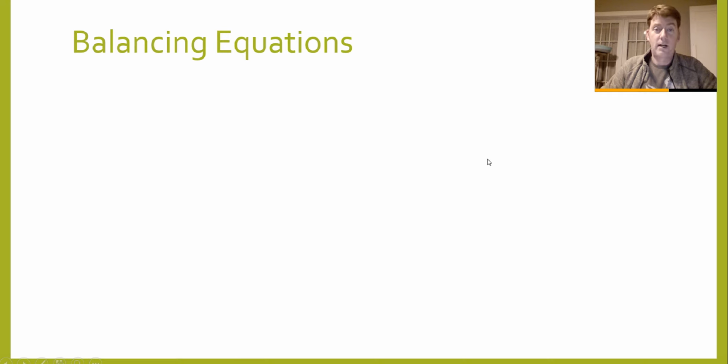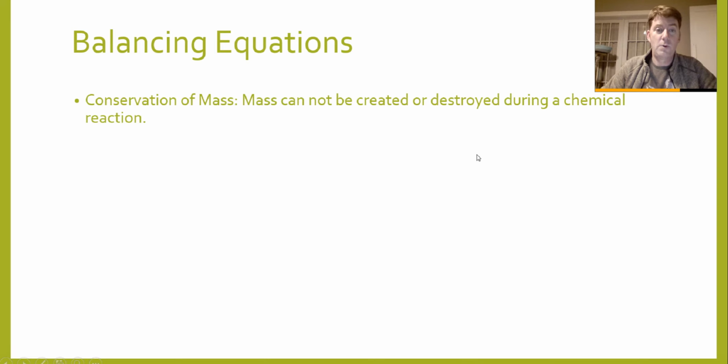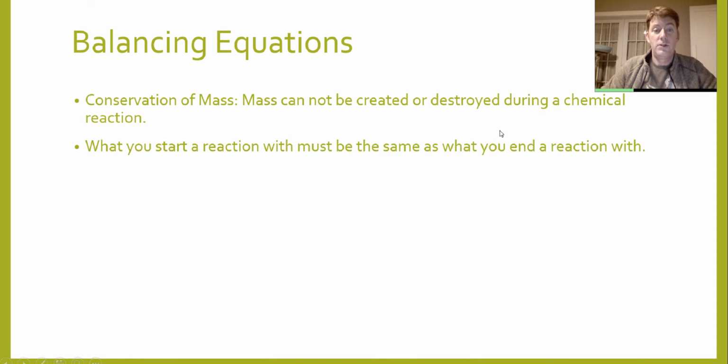So now we can finally talk about balancing equations. So the balancing of the equations, the key thing is what we call the conservation of mass. Mass cannot be created or destroyed during a chemical reaction. That means there's no missing parts, and there's no parts popping out of nowhere. So whatever you start the reaction with, you're going to end the reaction with.